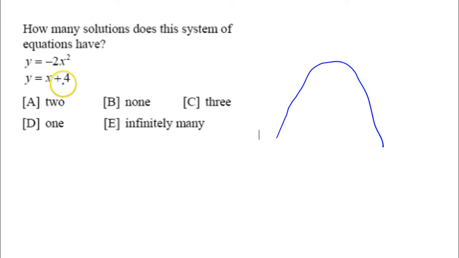Y equals x plus 4. Notice that it's not squared or anything. That's because this is linear. All right, degree 1. This is a straight line. So this is going to be like this.